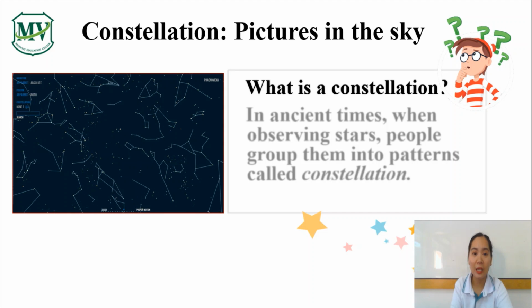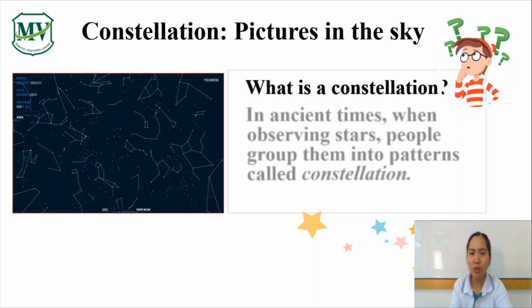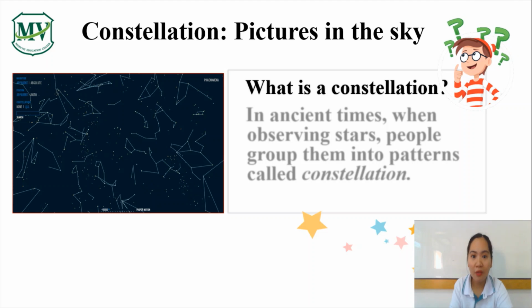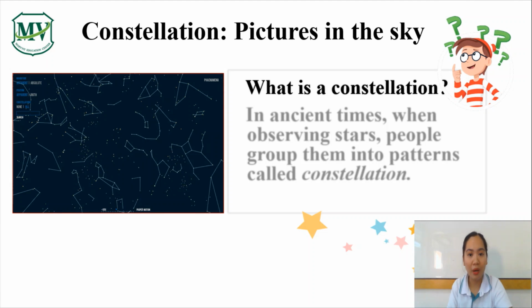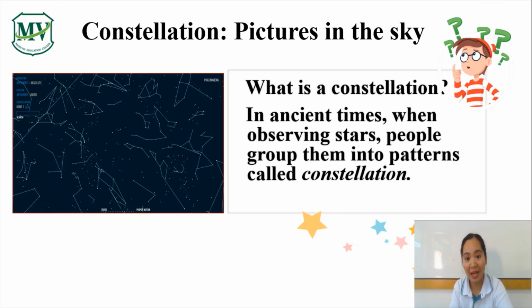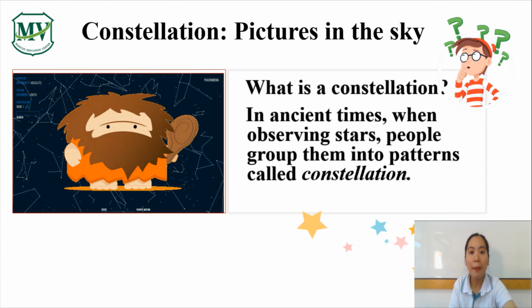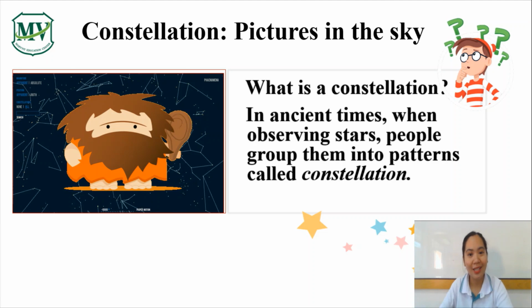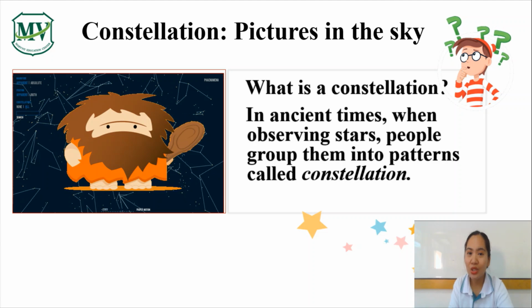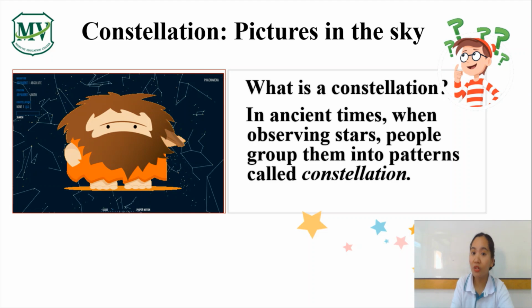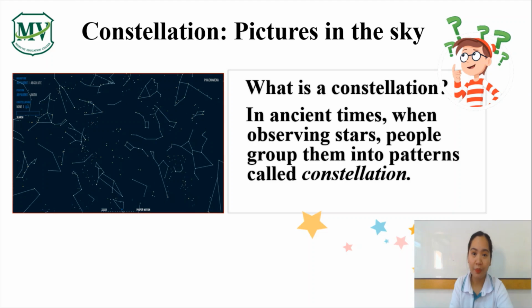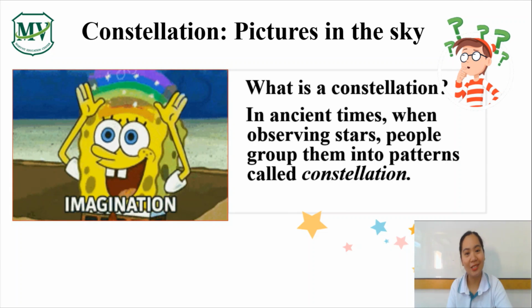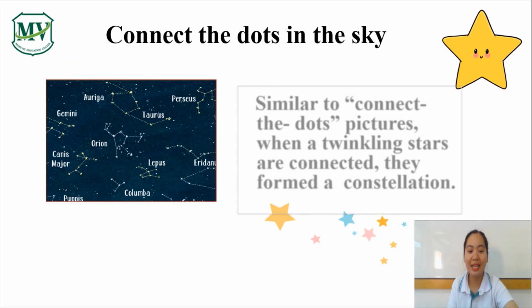Okay, that was fantastic. At night, when the sky is dark with no moonlight or clouds, we can see many stars. Looking at these stars, we can form shapes like in the video above. In ancient times, when observing stars, people grouped them into patterns. We call them constellations. Now, the patterns that you see during nighttime might be different from what your friends see. Why? Because everyone has a different imagination.